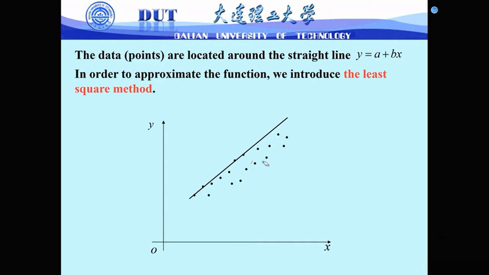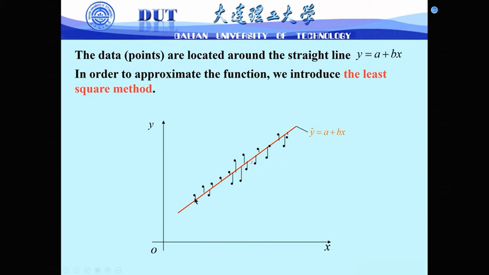So, different from the interpolation method, we can consider all the data points around a straight line, like this. The aim is to approximate the function. We use the least squares method. As you see, we denote the red straight line by y hat equal to a plus bx. Of course, this is different from the original function, right?